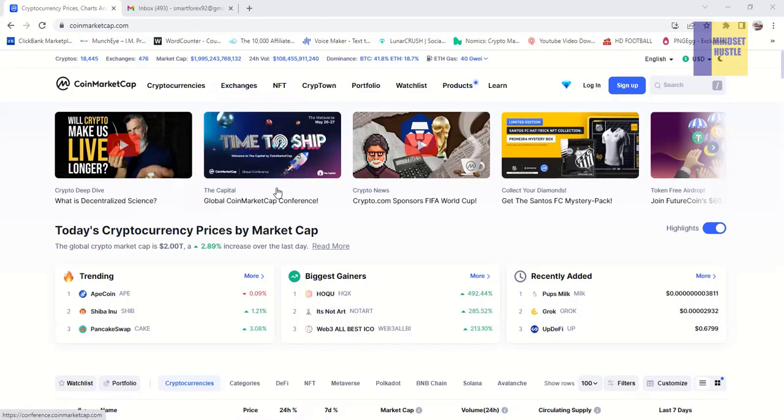I'll do that. There might be other people also who may not know how to use CoinMarketCap, so I'll leave this tutorial there so that they can also watch it and know how to use it.